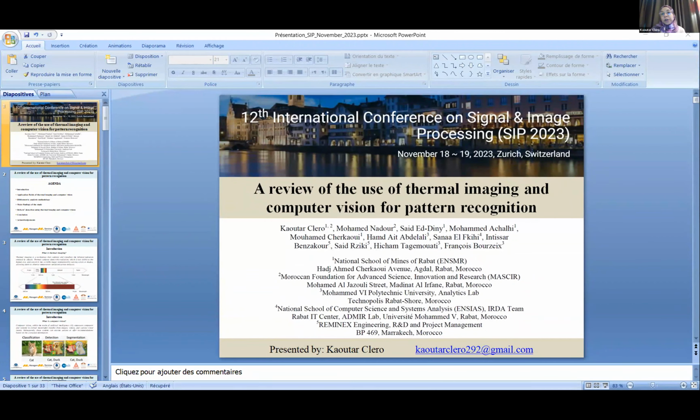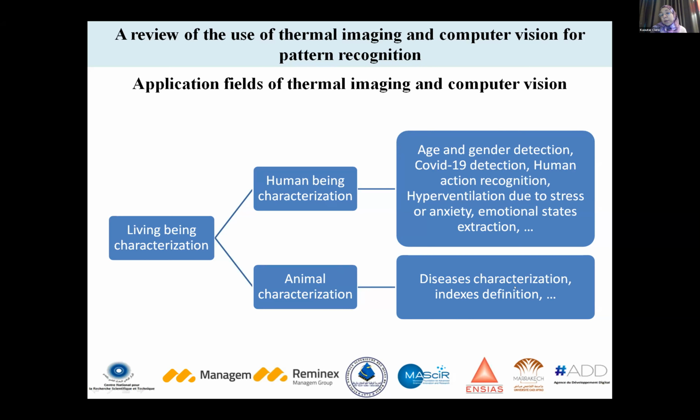So I've said that we can also extract emotional states of people through the segmentation of their thermal images. And we have, of course, other applications, for example, face detection, which is the classical application of computer vision. And regarding the animals' characterizations, we can define indexes related to the state of the animals. We can also detect their body's temperature through, for example, eye thermal image segmentation. We can characterize some diseases, etc.